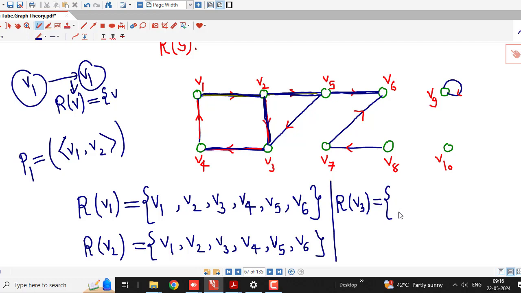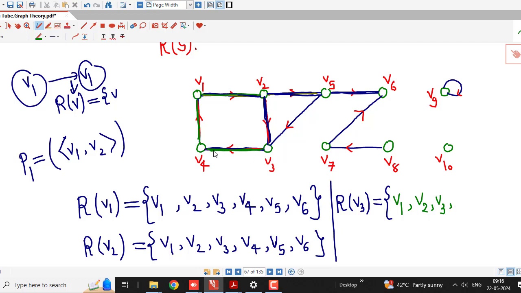We start with v1. We check whether v1 is reachable from v3 or not. If we go in this path from v3 to v4 and from v4 to v1, then v1 is reachable from v3. For v2 also we have to go along this path. If we go from v3 to v4, then v4 to v1, and then from v1 to v2, then we have a path from v3 to v2. Therefore v2 is also reachable from v3, and v3 itself is reachable from v3.